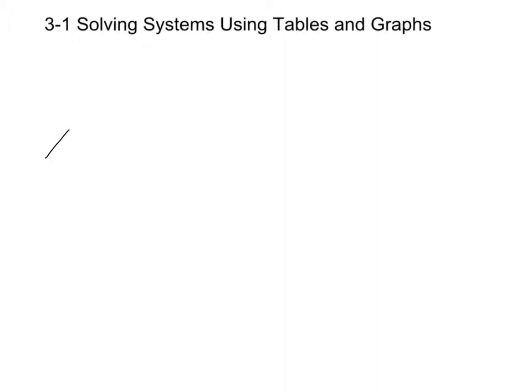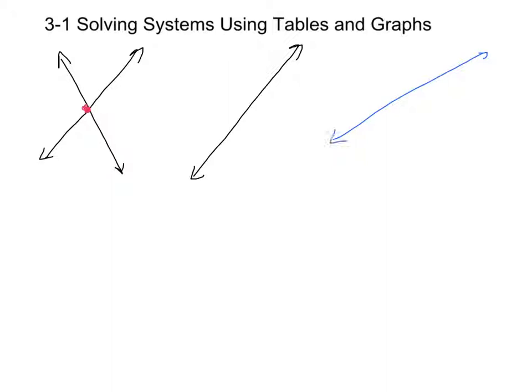We have one solution if the two lines that you graph actually intersect in one point. We have infinitely many, meaning the two lines will actually graph the same line. And then we have no solution if the two lines are parallel. That would be no solution because they aren't touching.